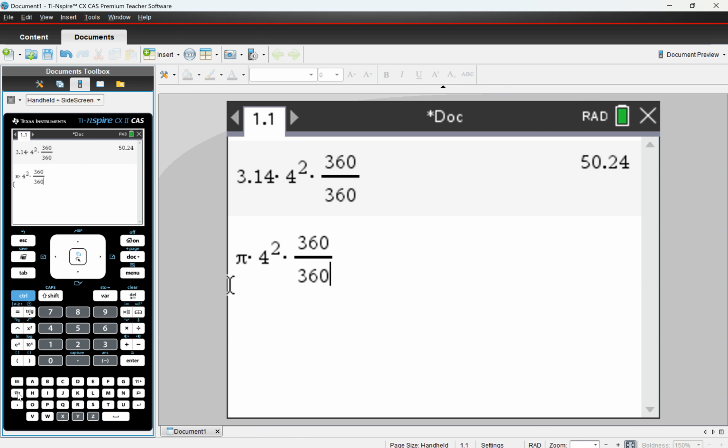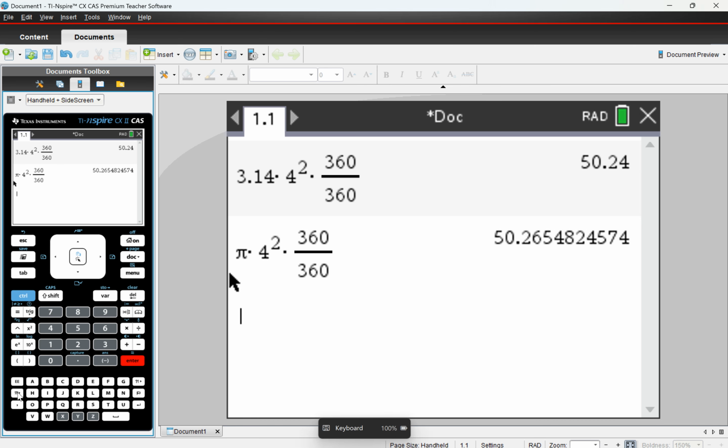times 4 squared times 360 over 360. What's the difference? It's more accurate, but not only that. See, if we take the first digit, no problems. 50.2 is the same. As soon as you go to the second digit, 2.4 versus 2.6. Because you rounded this off, your area is always going to be slightly less than what the true value is.